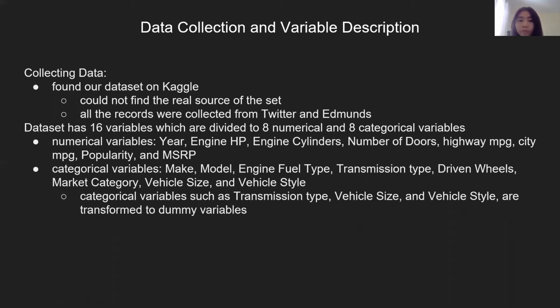The numerical variables are year, engine HP, engine cylinders, number of doors, highway MPG, city MPG, popularity, and MSRP. The categorical variables are make, model, engine fuel type, transmission type, driven wheels, market category, vehicle size, and vehicle style. We transformed some of our categorical types to dummy variables. Next slide.